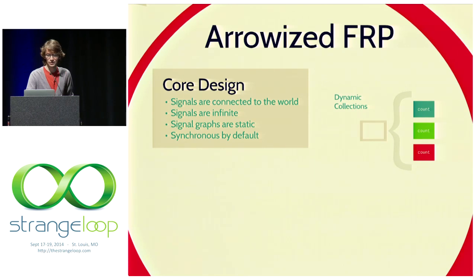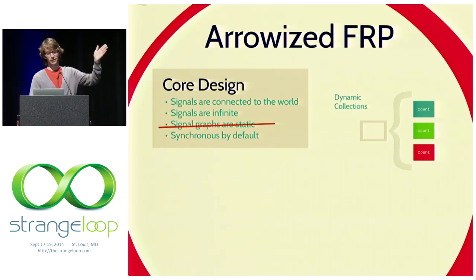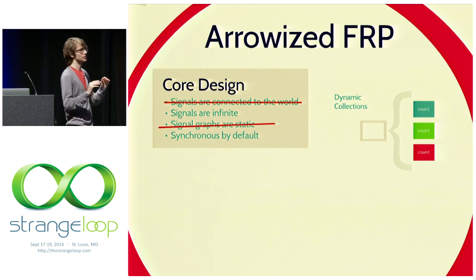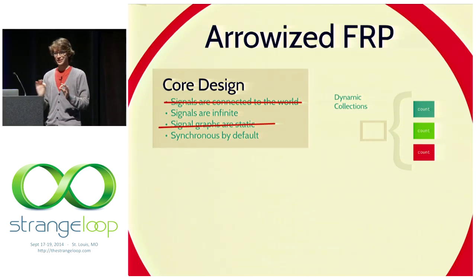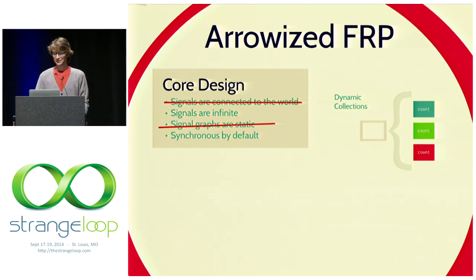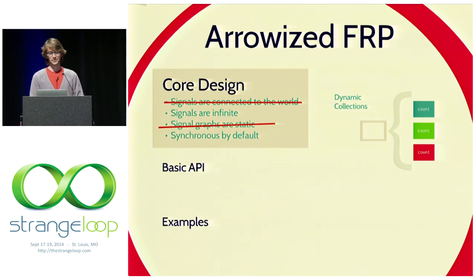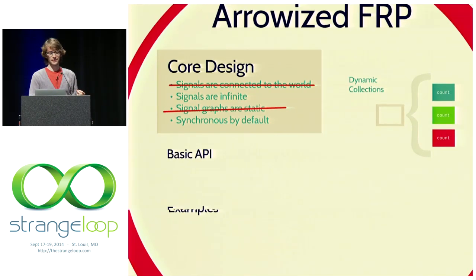So when we look at this, again, we go to our core design. We cross off that signal graphs are static. The whole point of this is to try to get rid of that constraint. Now, in this one, we cross off that signal graphs are connected to the world. This is a very clever and interesting choice that has some cool effects. So we'll get into this by looking at how this library works in Elm.